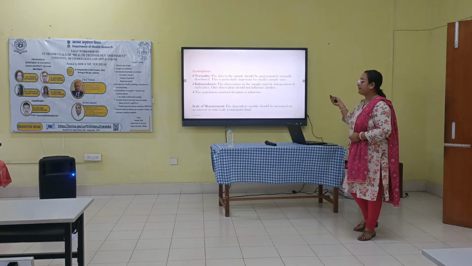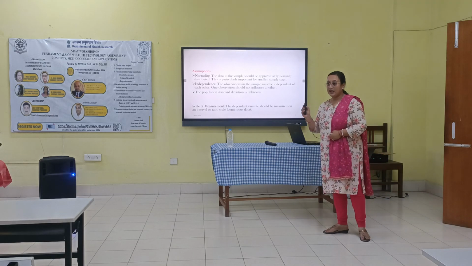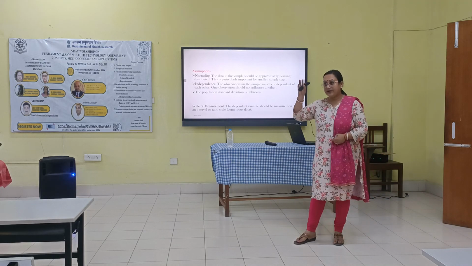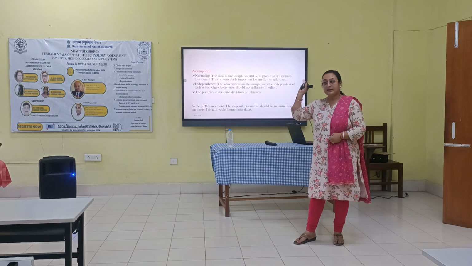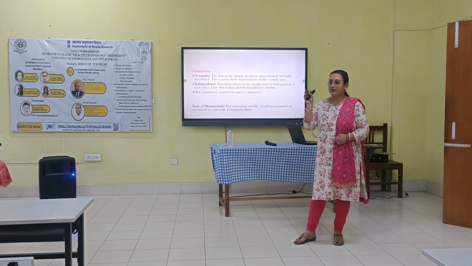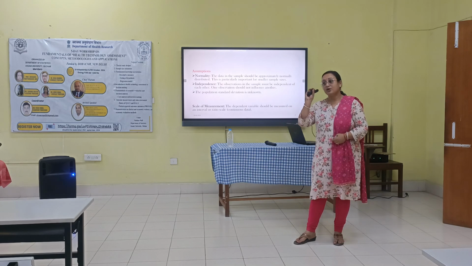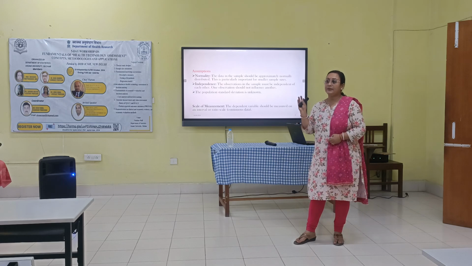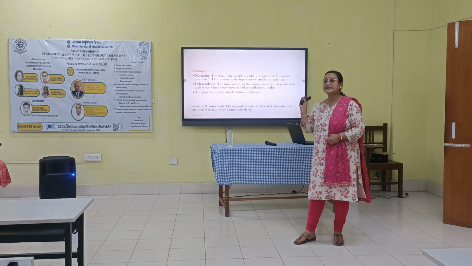And the last one is that the population standard deviation is unknown. So you have roughly an idea of the population from which I have chosen the sample, but you don't have any idea about the population standard deviation. It is sigma.